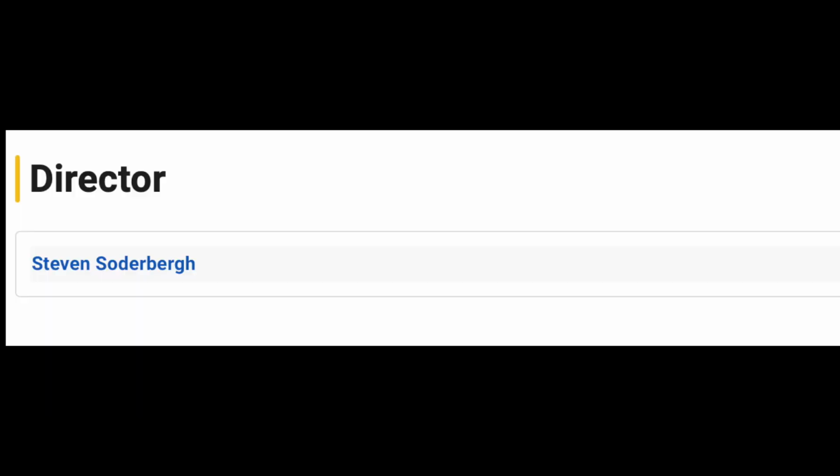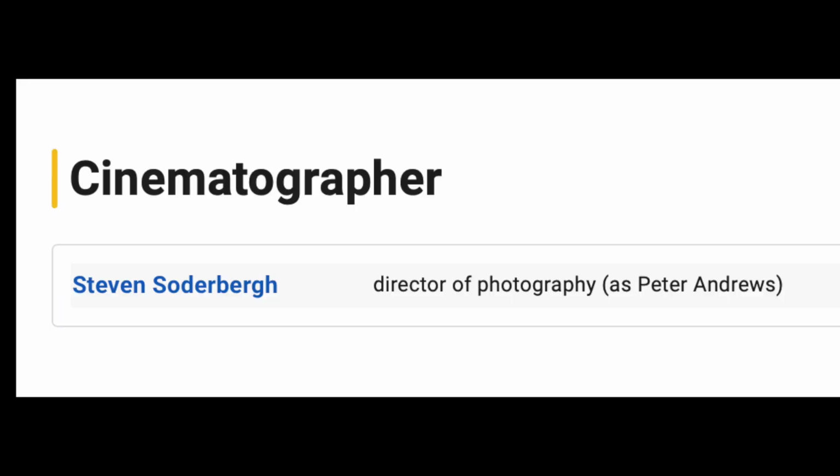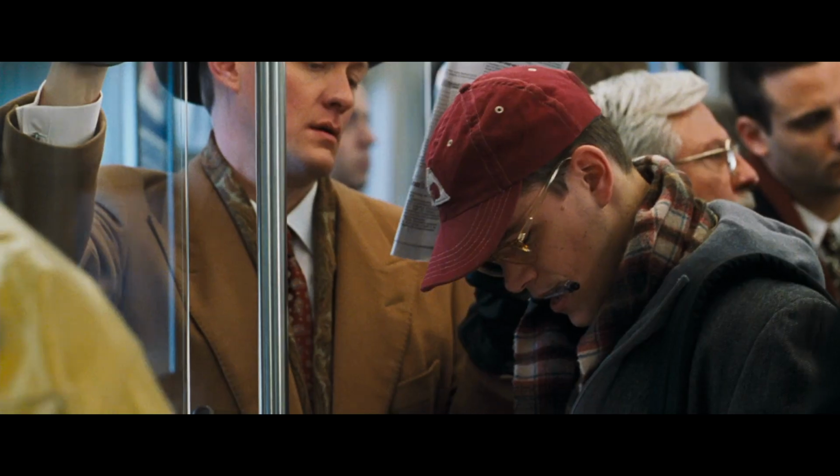Director Steven Soderbergh and his cinematographer, Steven Soderbergh? Anyway, Soderbergh knows his way around a camera.